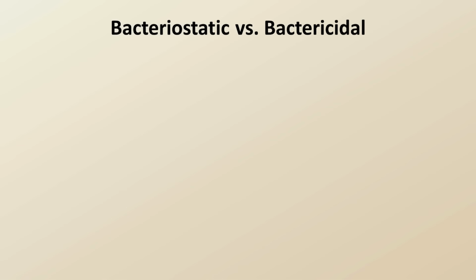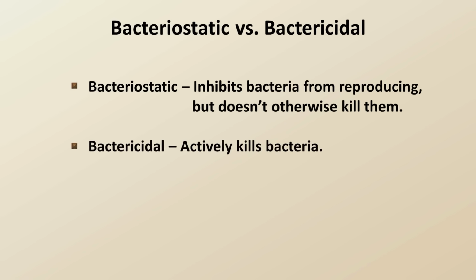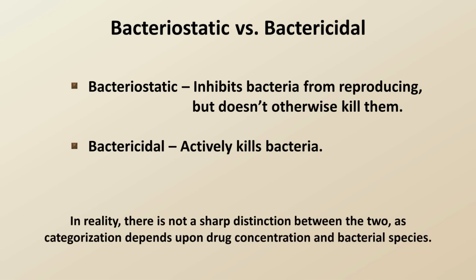One of the most fundamental properties of any one antibiotic is whether it is bacteriostatic or bactericidal. A bacteriostatic antibiotic inhibits bacteria from reproducing, but doesn't otherwise kill them, while a bactericidal antibiotic actively kills bacteria. Unfortunately, for people that like to memorize lists and discrete properties of drugs, in reality there is not a sharp distinction between the two, as categorization depends upon drug concentration and bacterial species.